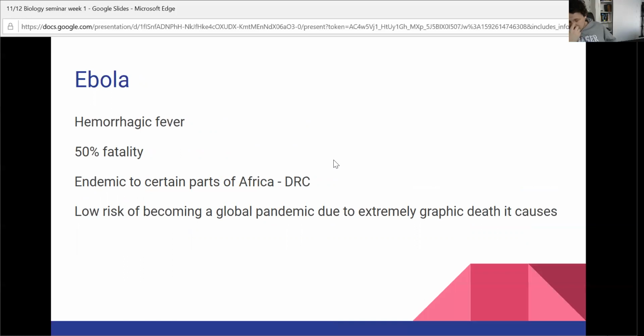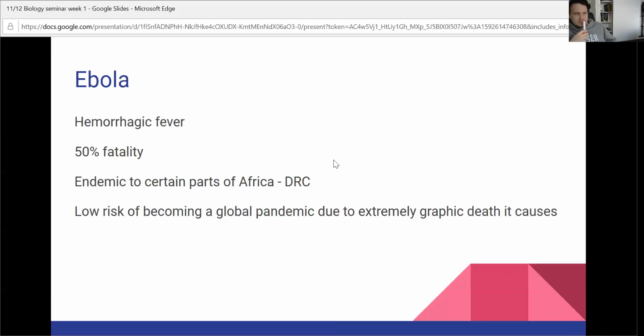I think realistically it's probably closer to 30 from what I was reading today. So it's endemic to certain parts of Africa, Democratic Republic of Congo, Sudan, South Sudan, places like that. And it's significantly more times more deadly than coronavirus.